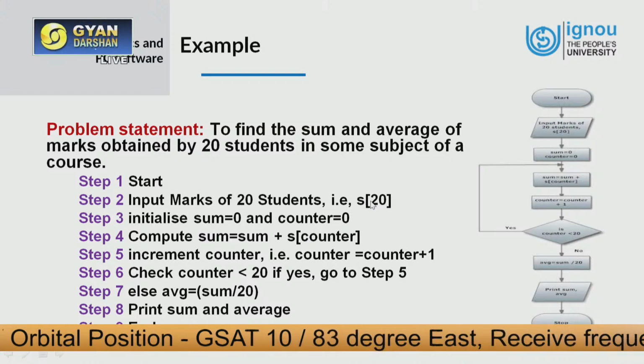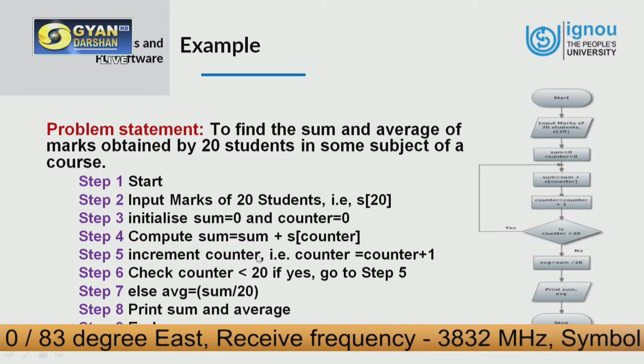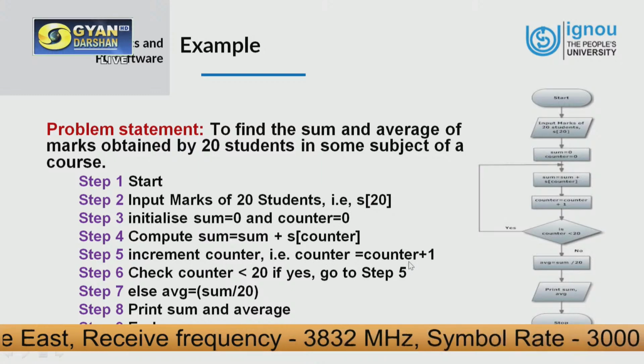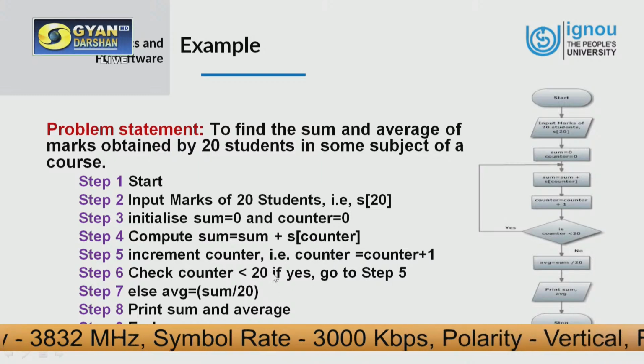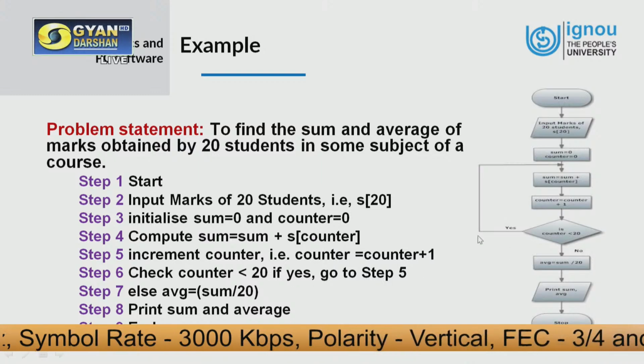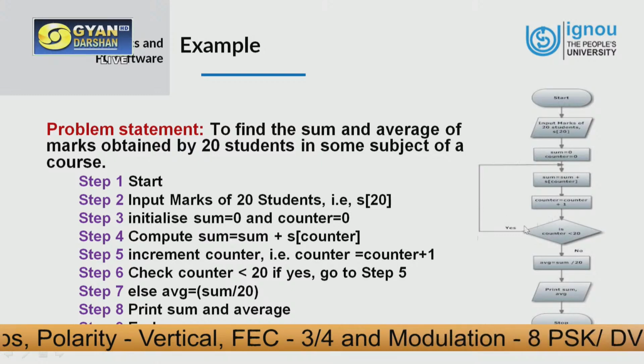That means the marks of the first student will be added to it. Then increment the counter, that is, counter becomes 1. Then we check whether counter is less than 20. If yes, go to step 5. So we simply roll back over here.